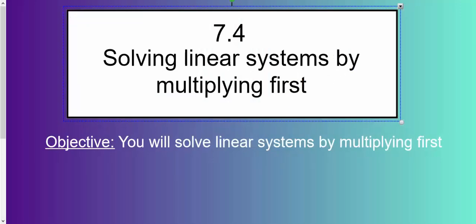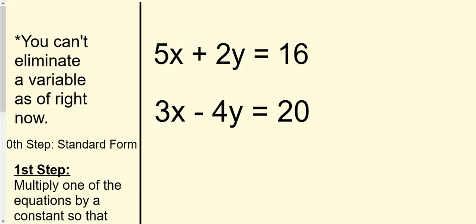Okay, so it says solving systems by multiplying first. You can just call this, if you want, elimination day 2. So what we got going on here with these problems is if we take a look at the 5 and the 3, the 2 and the negative 4, none of those will eliminate if we multiply by negative 1 or as they are.